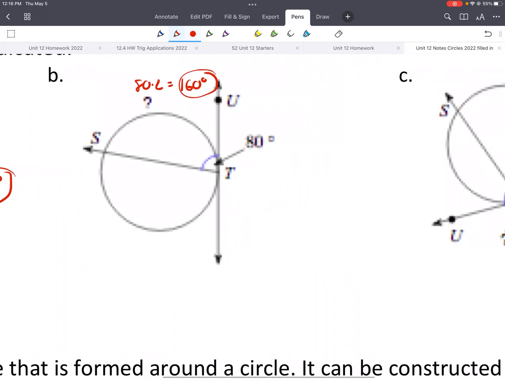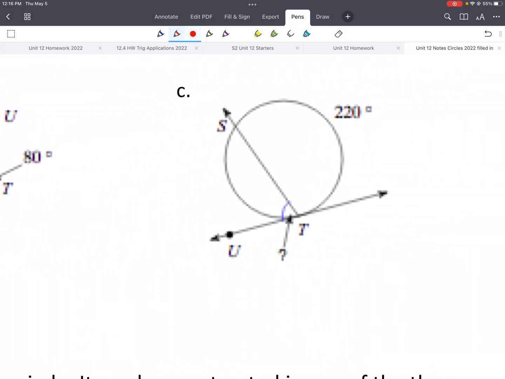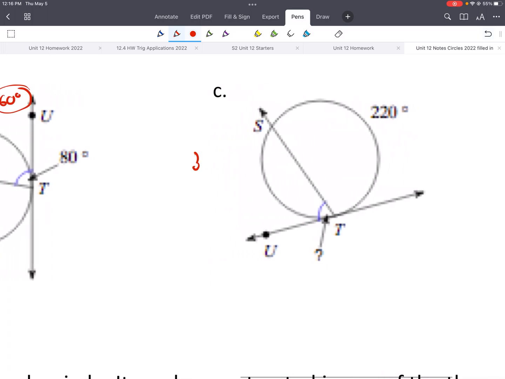Okay? And then here, this one's a little tricky. It's a little different. Okay, we want to find that angle. There's kind of 2 ways you could go about doing this. We could take that arc of 220 and then we could find this arc because we know that a circle adds to 360. So we could do 360 minus 220, and that gives us what? 140.